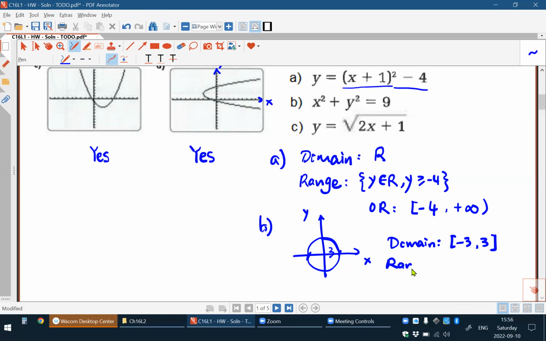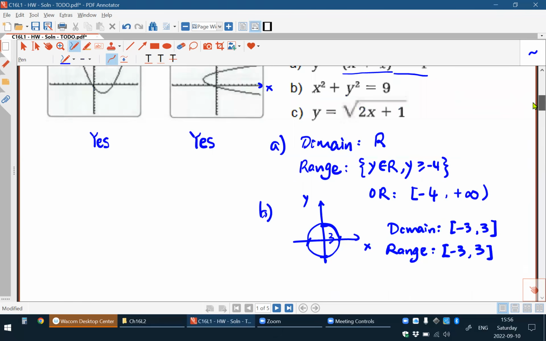And range? -3 to 3. From here to here, also -3 to 3. That tells us sometimes you can use the graph of this function to find its domain and range. Of course, you can also do that on the first function. This is actually a quadratic function, and this is called a vertex form, right? You can also check the domain and range using this graph.